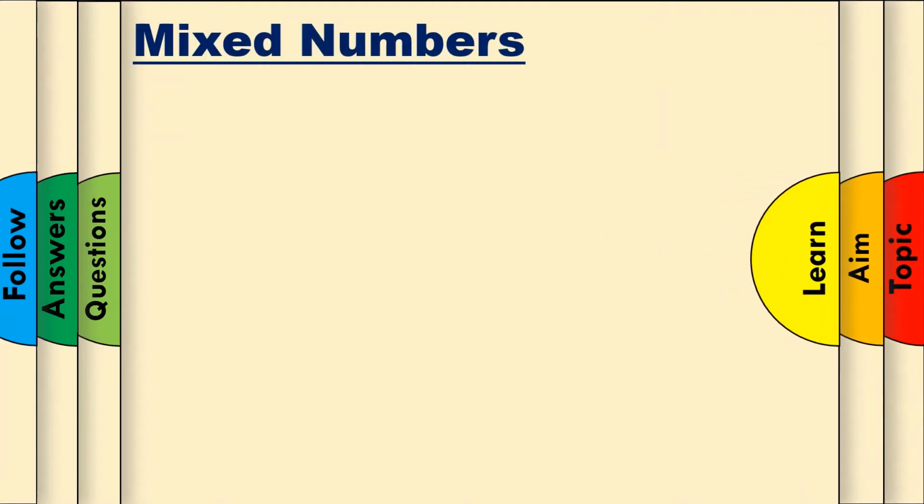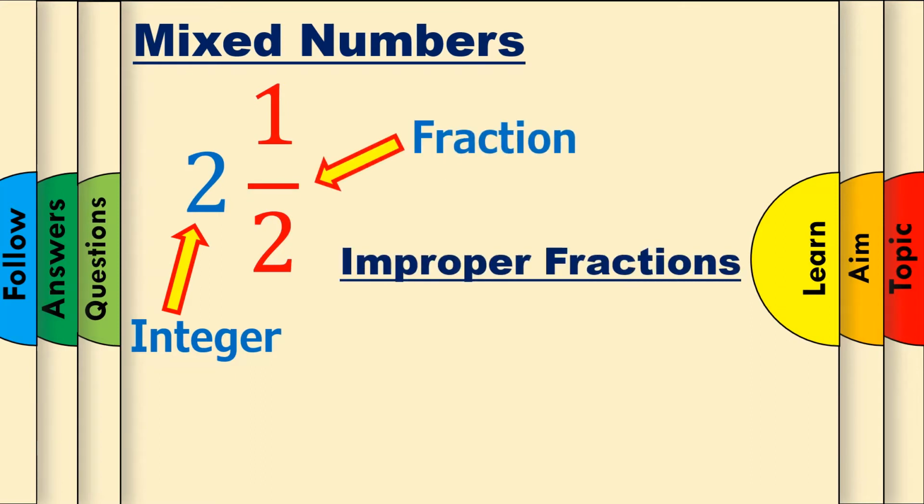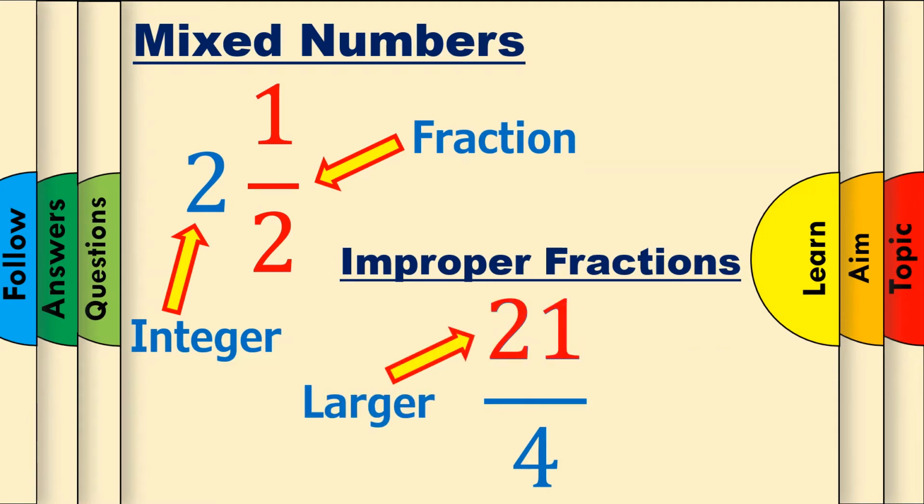First of all, what are mixed numbers and improper fractions? To put it simply, mixed numbers have an integer, a whole number, and a fraction part. Improper fractions, on the other hand, are fractions where the numerator, the top number, is larger than the denominator, the bottom number. This is why you might hear improper fractions being called top-heavy fractions. Now that we've mastered the basics, let's move on to some examples.